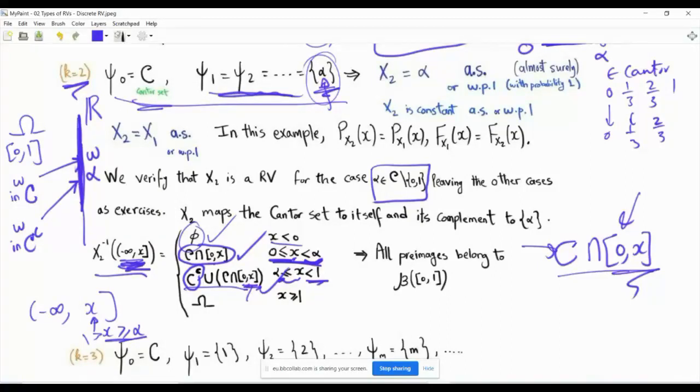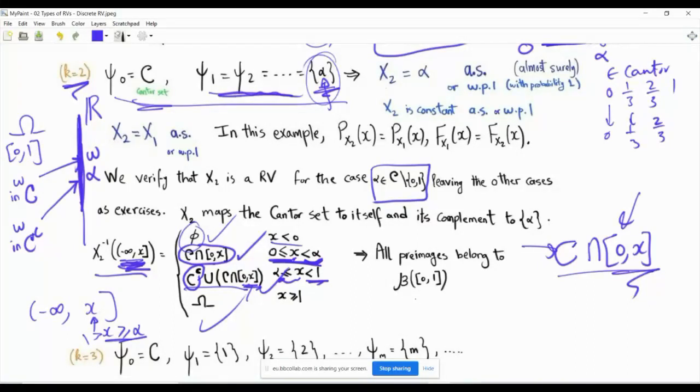Now, if x is greater than or equal to 1, the pre-image will be everything if we choose alpha to be between 0 and 1. This will need to change if alpha is negative, or if alpha is equal to 7 or whatever. But the idea is that, regardless of your choice, you will get the pre-images all in the Borel sigma algebra on [0, 1]. And so we are indeed talking about a random variable.